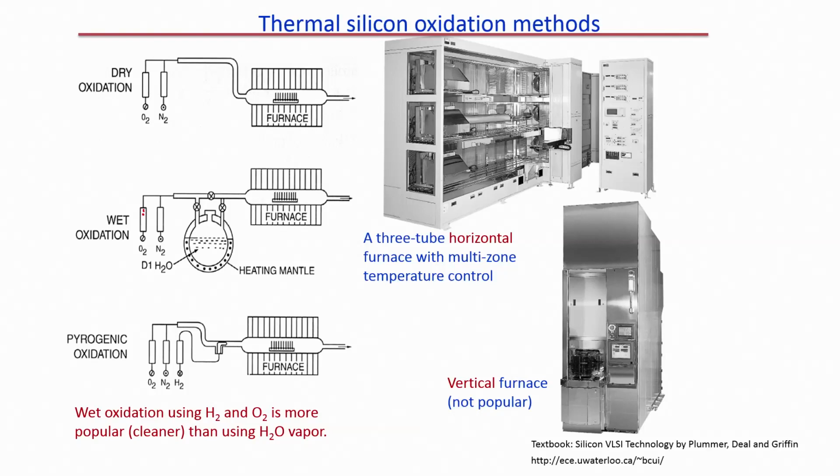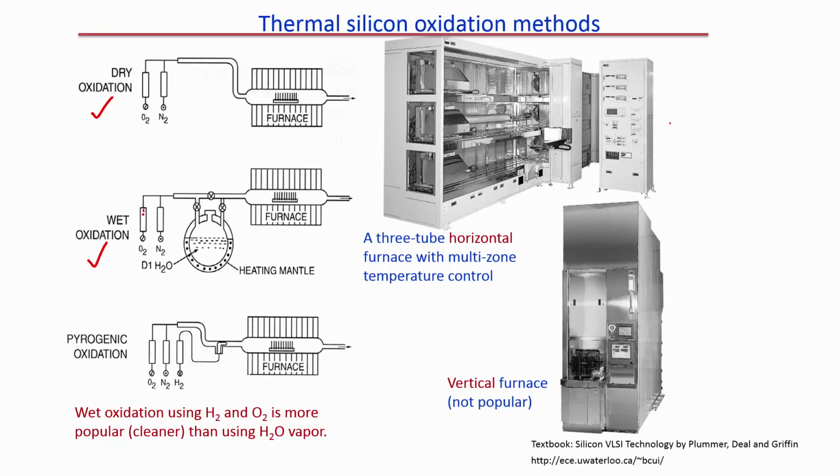Another one is pyrogenic oxidation, where you allow H2 to react with O2 and form H2O. When the oxygen is flowing you allow H2 to pass through it, react, and then you can grow oxide. However, pyrogenic oxidation is not as popular as dry oxidation and wet oxidation, so we will just concentrate on dry and wet oxidation, and we will not talk about it later.